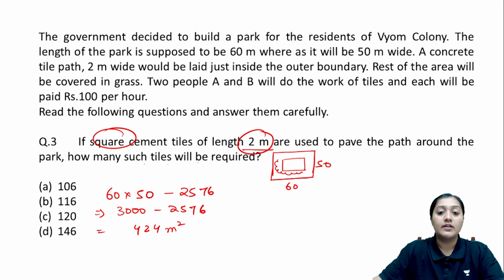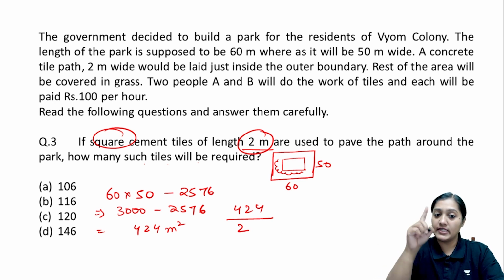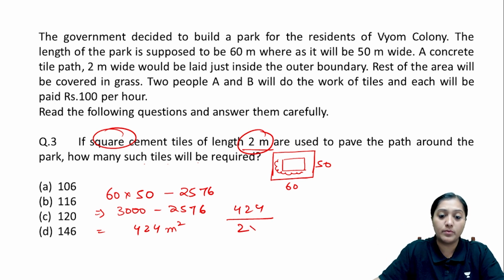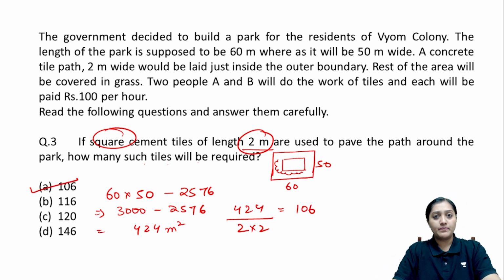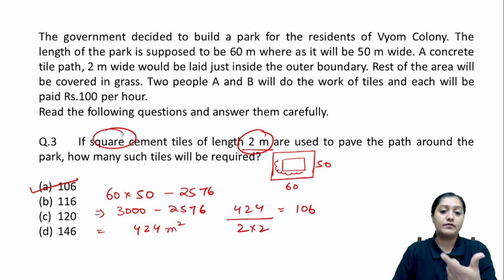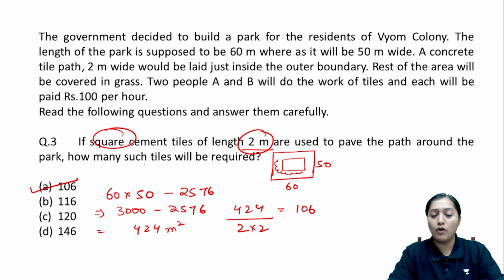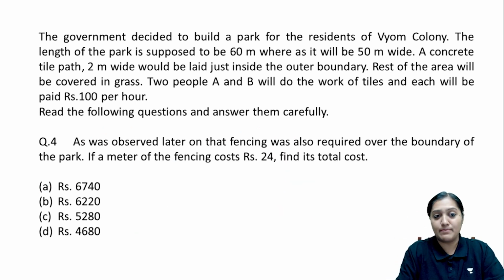Now अभी एरिया निकला है, we still need कि how many such tiles would be required. Tiles कितनी है? Area of the tile is, again this is the area, 424 is the area. We need area of the tile. केवल 2 लगाने से काम नहीं चलेगा. Area is length into breadth, square tile है तो that's going to be 2 into 2, that is your 4. That's it. This gives you your answer. Answer would be 106. That is option A. Okay. So here also area of the path upon area of the tile. This is an important concept. Though very easy, it is still important.